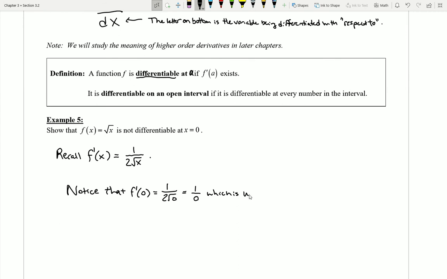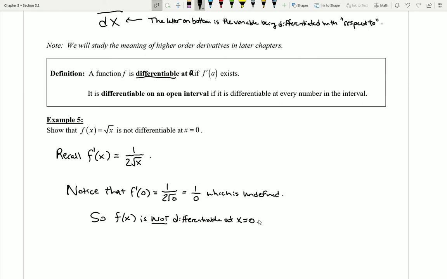which is undefined. So f of x is not differentiable at x equals 0. It is differentiable in a lot of other spots.